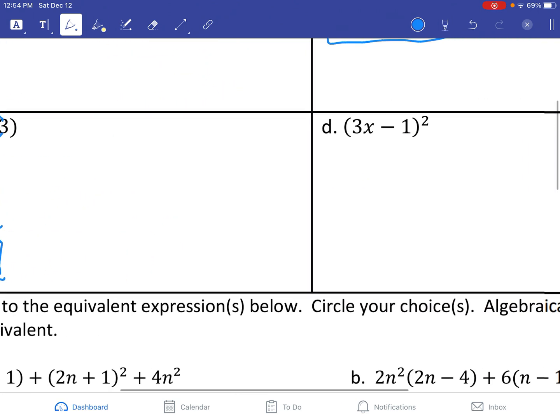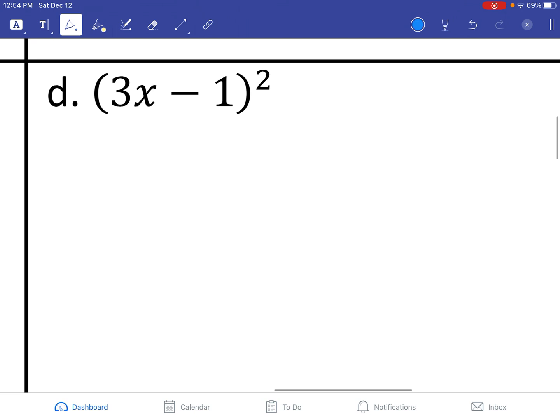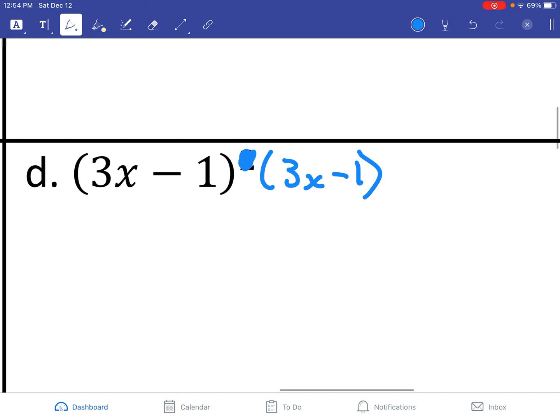All right, and then part D. Now in this case, this is always tricky. People want to just square the two numbers. That's not what this is saying. What this is saying is that you're multiplying 3x minus 1 times itself. So you're multiplying it by itself. You're not just squaring the terms inside the parentheses. So again, we do the rainbow method.